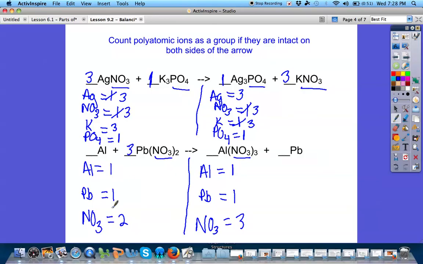So we need to put a 3 here. That's going to give us 3 lead and 6 nitrate. And then over here, we are going to put a 2 to give us 2 aluminum and 6 nitrate. So now our nitrate are equal, but our aluminum and our lead are unequal. Well, I can change my aluminum here, put a 2 there. That's going to give me 2 aluminum. And then I need 3 lead, so we're going to put a 3 in front of lead to get our 3 lead. And now it is balanced.